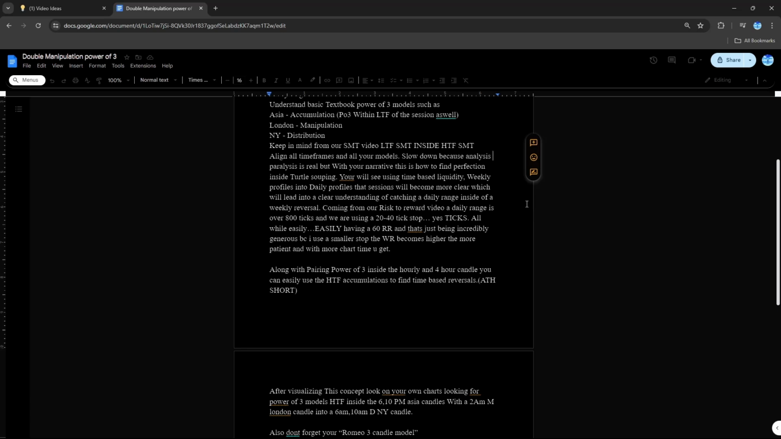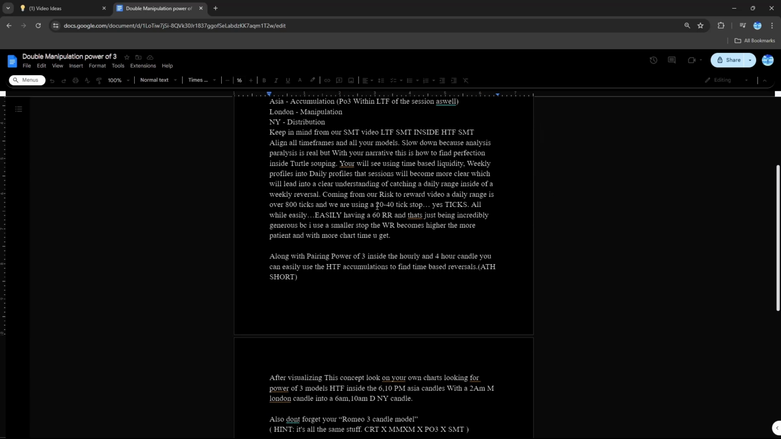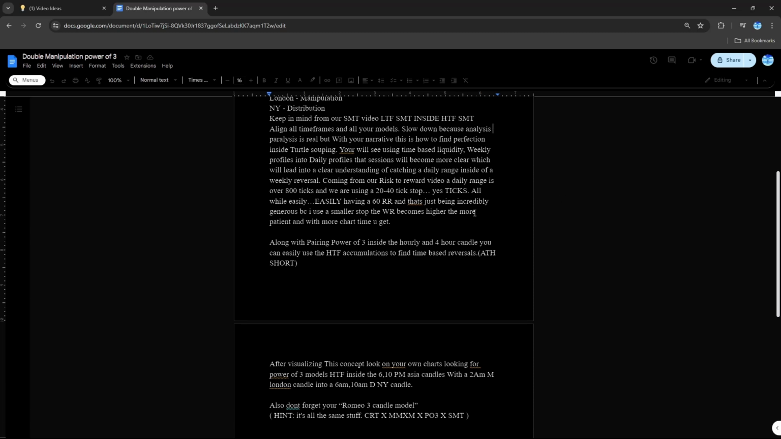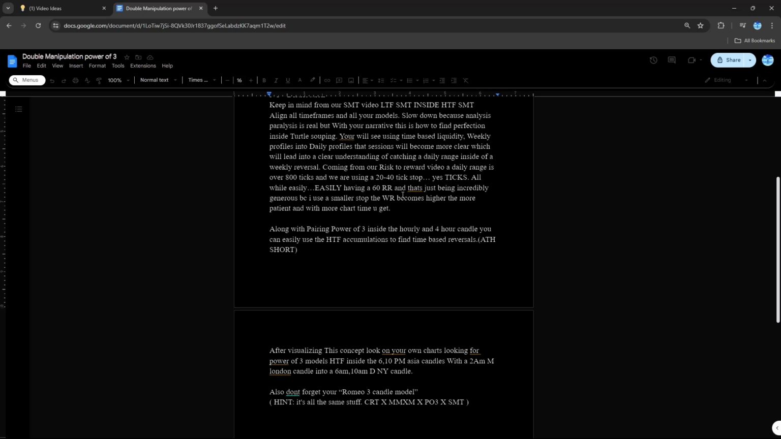Coming from a risk to reward video as well, a daily range is over 800 ticks. We're using a 20 to 40 tick stop. Yes, ticks, not points, ticks. Easily having a 60 RR, not full take profit, obviously. Not easily. But on the daily range days, it's not the hardest thing in the world. Just being patient, letting it fall into your hands, and doing it over and over and over.